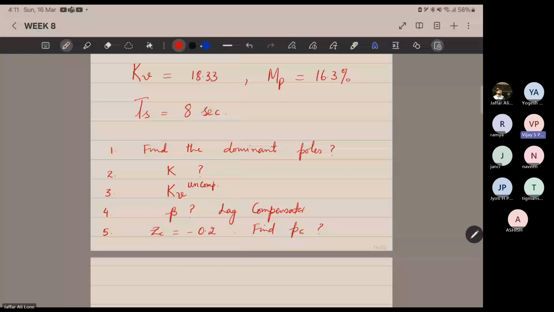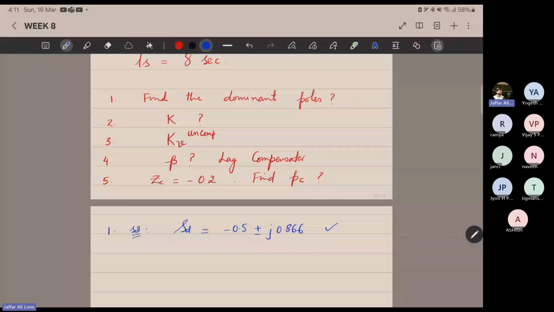Great. Now find this value of K using magnitude condition. With this value of dominant poles, just put this in the transfer function, then find. I know that can be complicated, so I'm just writing the answers for K. It will be 4.58.